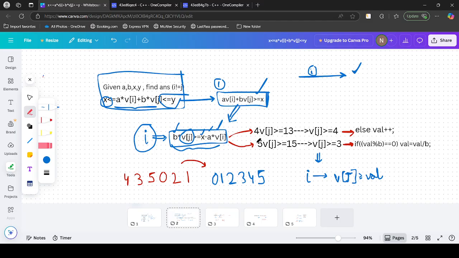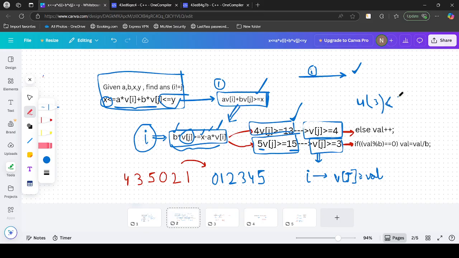For example, after calculation, if the possible case is 4 times v[j] is greater than or equal to 13, this is the first case, and 5 times v[j] is greater than or equal to 15, let's take this as the second case. Why are there two cases? Because, for example, in the second case, this value is divisible by this, so directly we can say that we are checking for the values where v[j] should be greater than or equal to 3. But if the case is 4 times v[j] greater than or equal to 13, the value will not be v[j] greater than or equal to 3, because 4 times 3 is not greater than or equal to 13. It is less than 13.